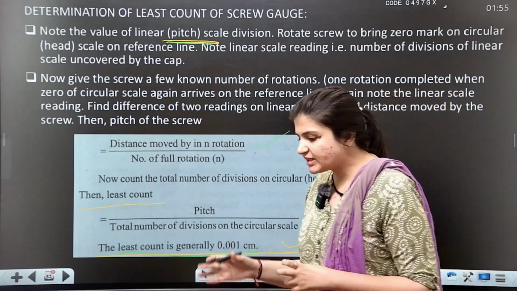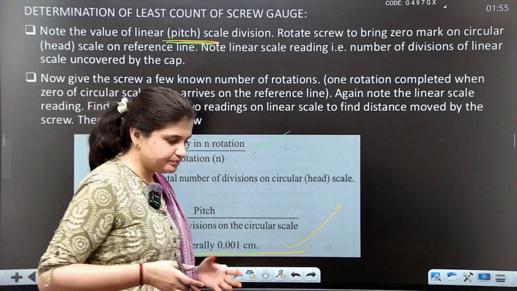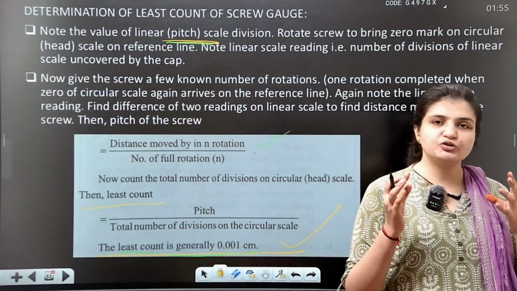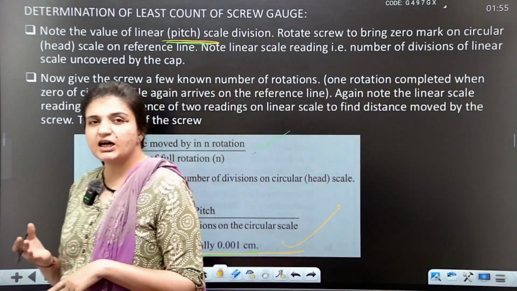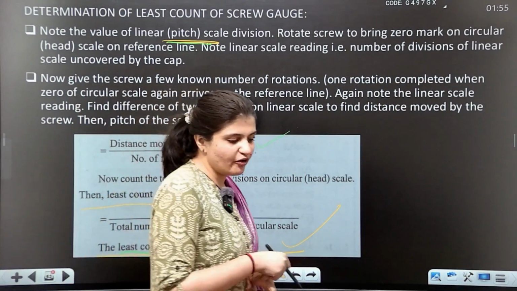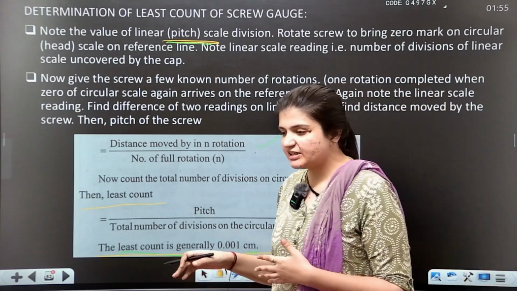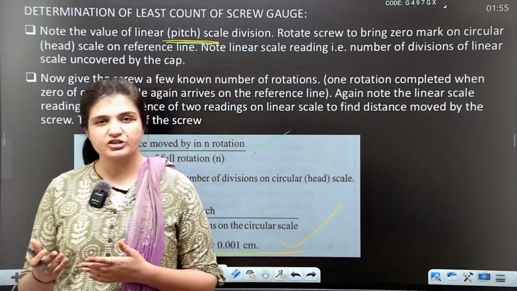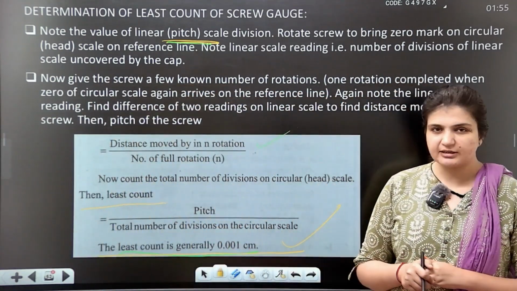So in the screw gauge, we have two basic concepts: the concept of pitch and the concept of least count. Pitch gives the length traversed in one rotation, and least count is the least distance it can measure.